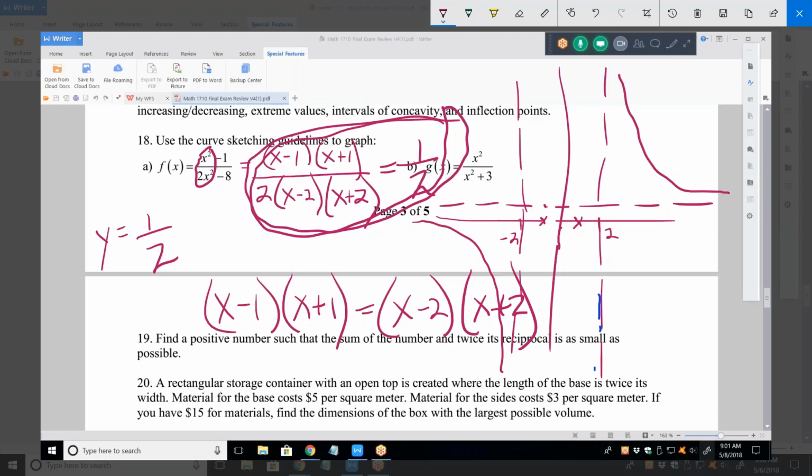Well, let's try to solve it. That's x squared minus 1. That's x squared minus 4. You're right. That does not have a solution. Minus 1 is not equal to minus 4. Therefore, it does not cross that horizontal asymptote.